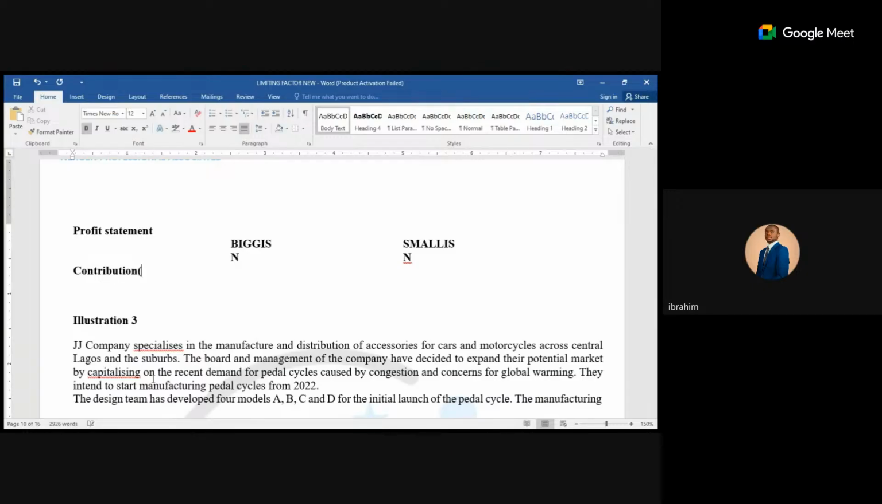106 is per unit. Let me write per unit. Times how many units of biggies do you want to produce? 150,000 units, based on the production plan. So what is the total contribution? 15,900,000.